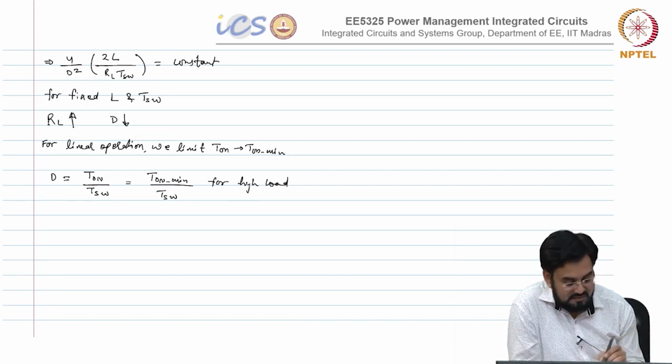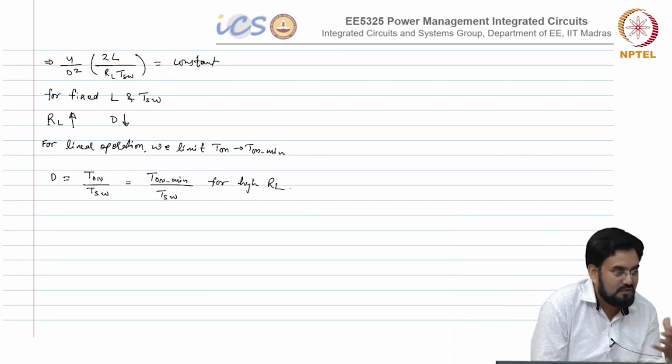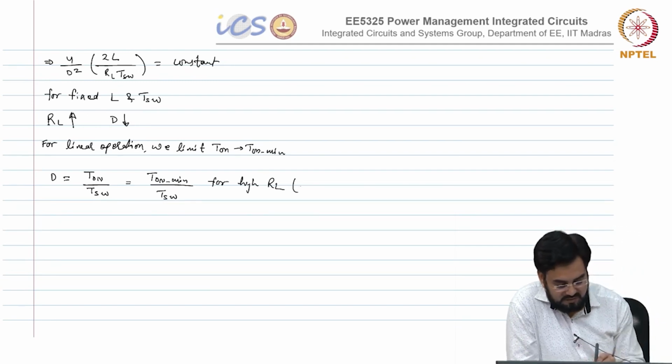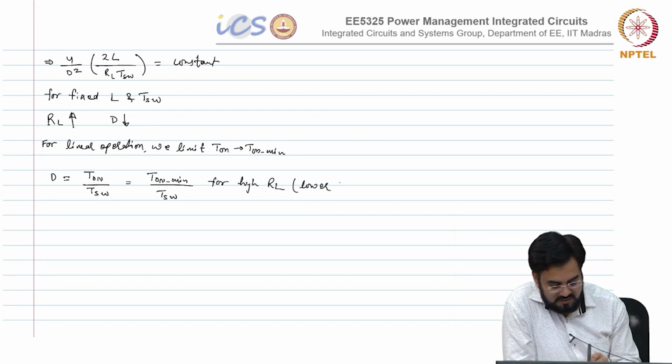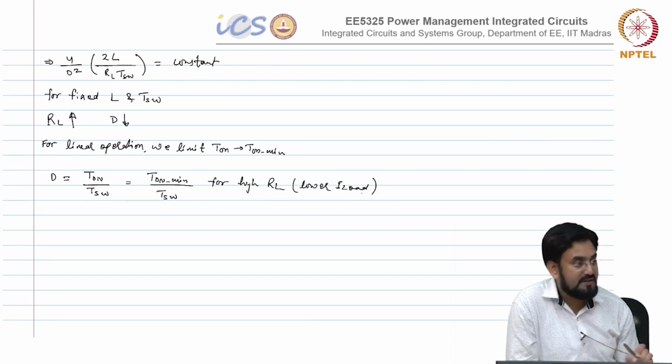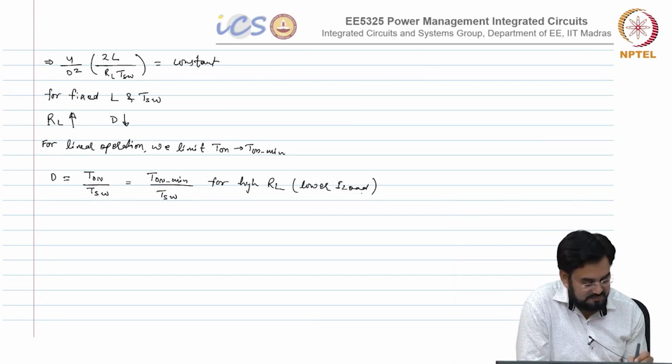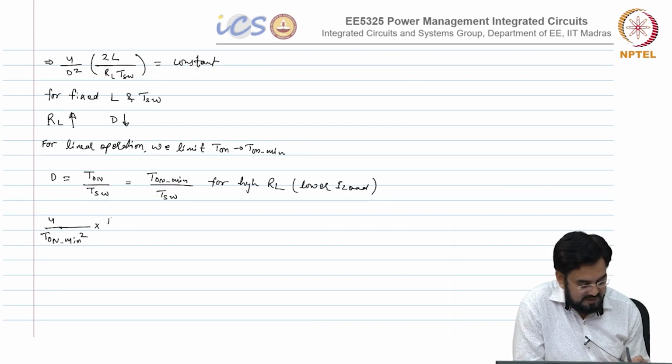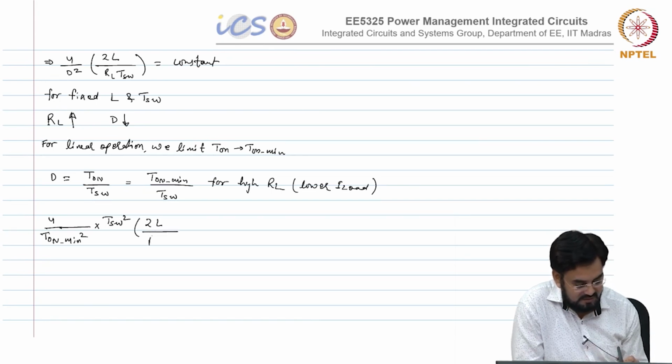When I say high load, high RL actually, do not get confused with the load current, or lower load current. Okay. So, substitute this, which means your 4 over D square will become T on min square multiplied by TSW square, 2L over RL TSW.